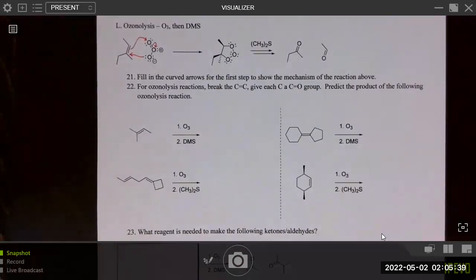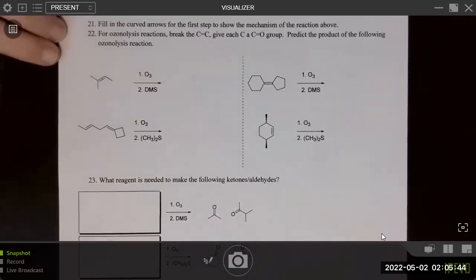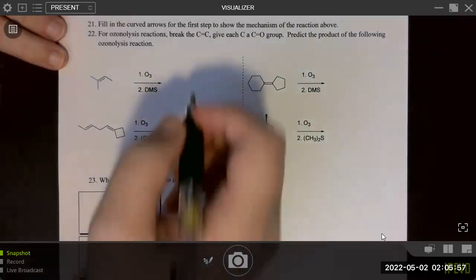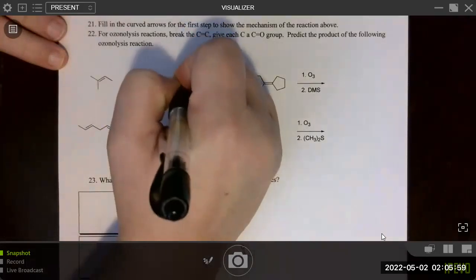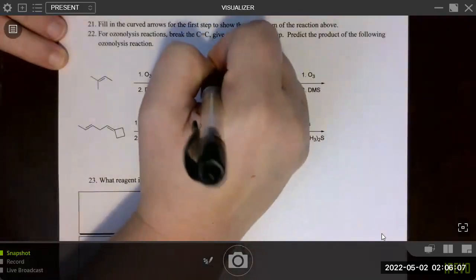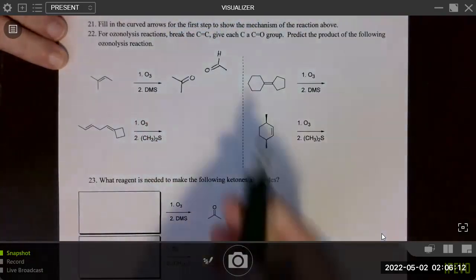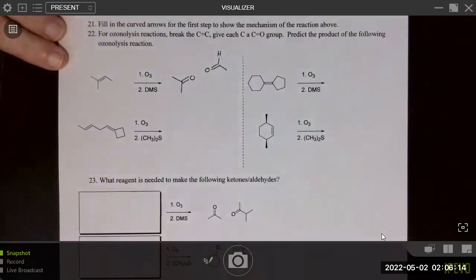Okay, so now it says for an ozonolysis reaction, break the carbon-carbon double bond and give each a carbonyl group. Predict the product of the following ozonolysis reaction. So we have, just break this carbon-carbon double bond, give each side a carbonyl. So this one ends up with a ketone and an aldehyde.